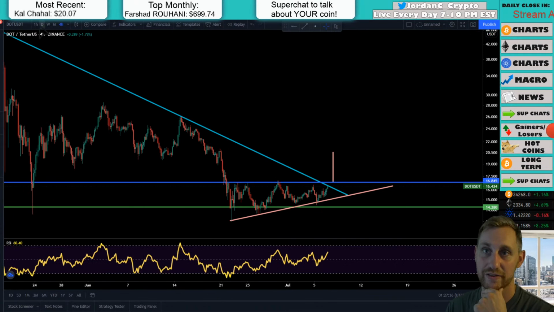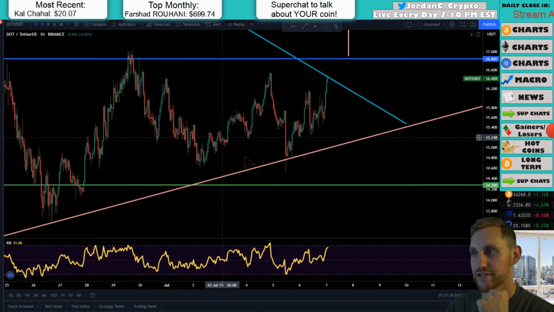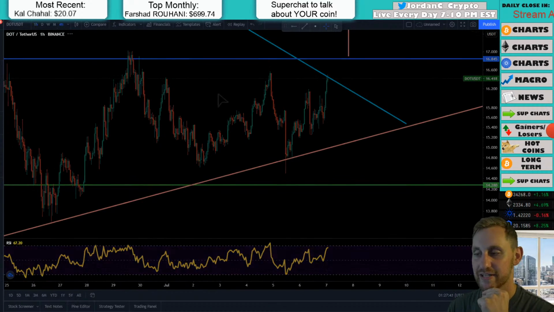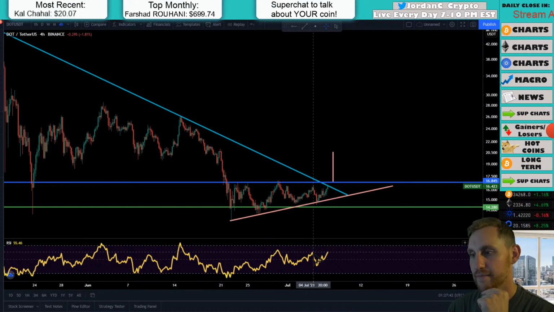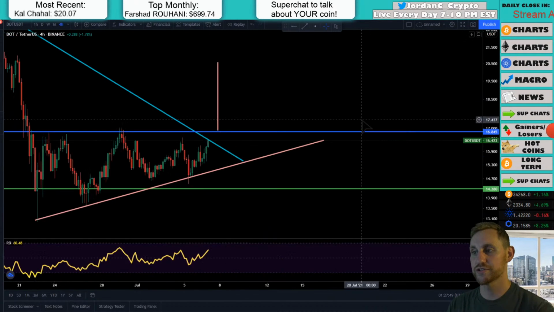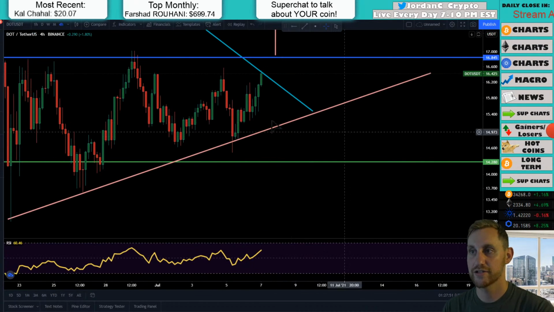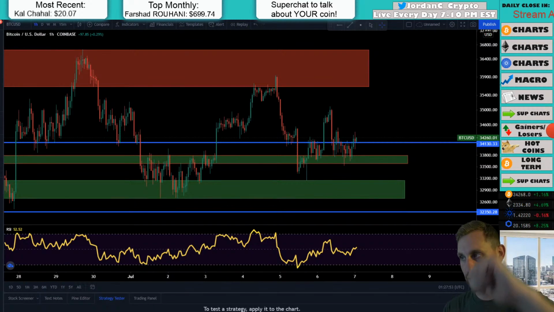We got room to run on the 1 hour and 4 hour, so we're good there. I don't see any bearish divergence on either one. Maybe you might have some bearish divergence. No, you don't. You're good. So you don't have any bearish divergence. So most likely you're going to break out here, assuming Bitcoin doesn't, right?